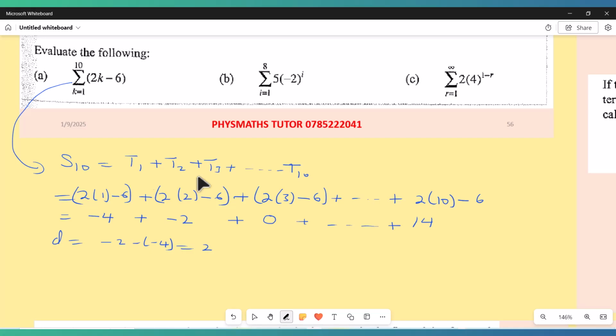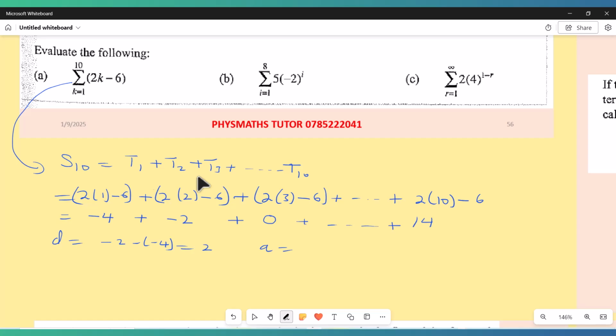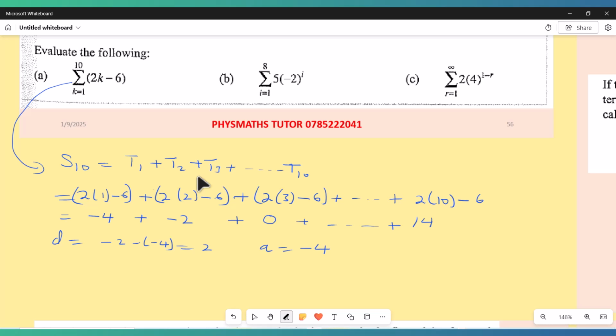So from here, what about our first term? What's our first term here? Negative 4. What about our last term? Last term is what?